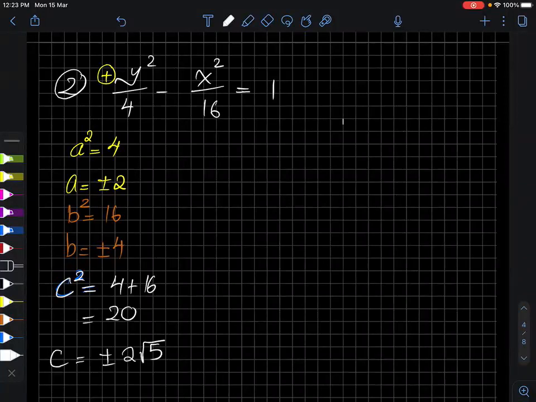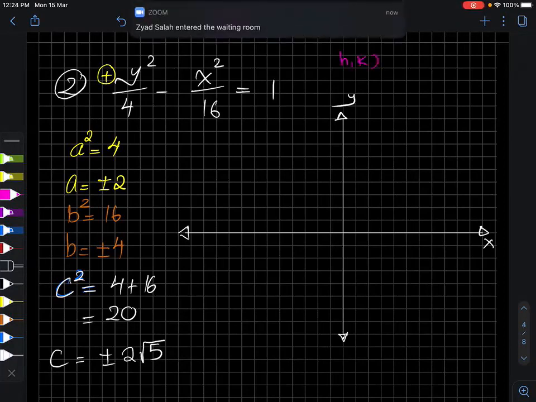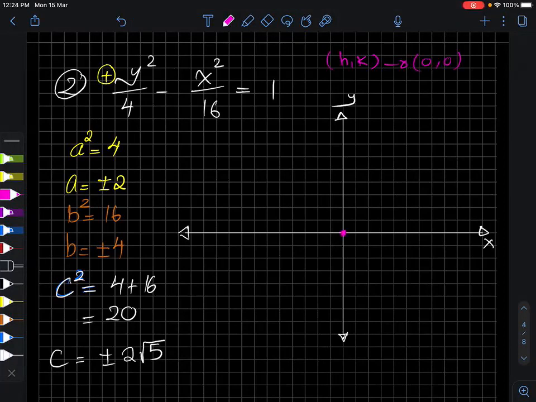Here's the graph, the x-axis and y-axis. The center is at 0. There is no h and k here with the x's and y's, so my center is 0, 0. So this point here is 0, 0.